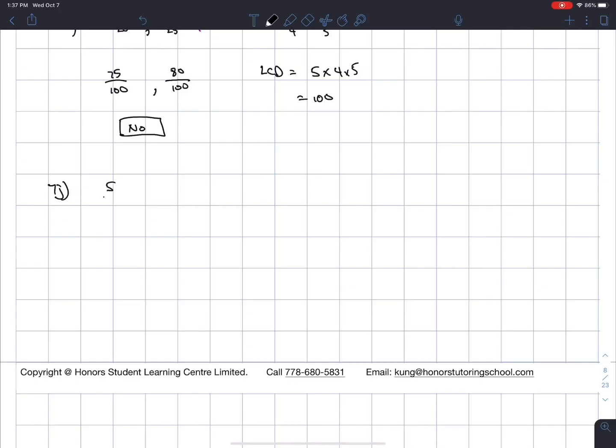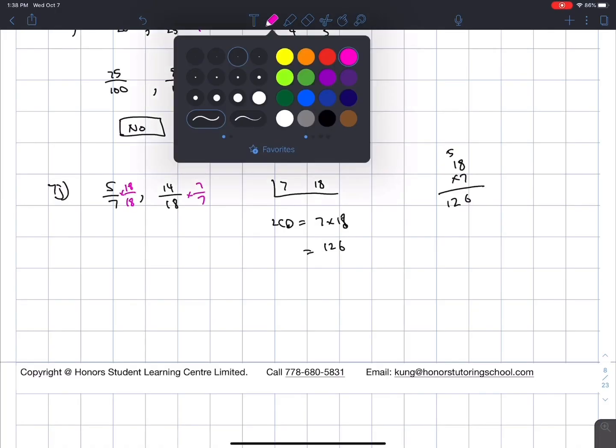7j. 5 over 7 and 14 over 18. So 7 and 18, I can't really divide them by anything, so lowest common denominator will just be 7 times 18. 18 times 7, 7 times 8 is 56. 7 times 1 is 7, plus 5 is 12. So I can times the left-hand side by 18 and the right-hand side by 7.